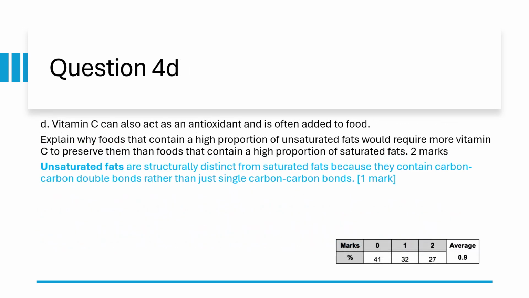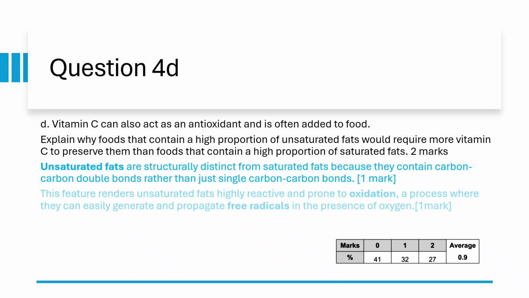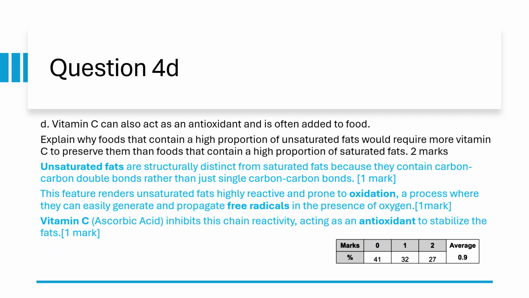Unsaturated fats are structurally distinct from saturated fats because they contain carbon-carbon double bonds rather than just single carbon-carbon bonds. This feature renders unsaturated fats highly reactive and prone to oxidation, a process where they can easily generate and propagate free radicals in the presence of oxygen. Vitamin C, ascorbic acid, inhibits this chain reactivity, acting as an antioxidant to stabilize the fats.